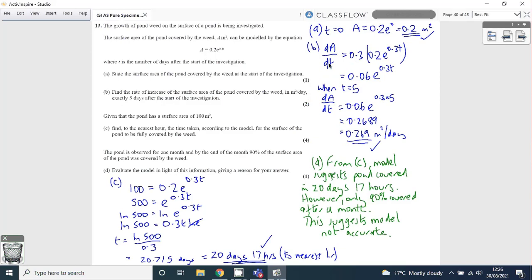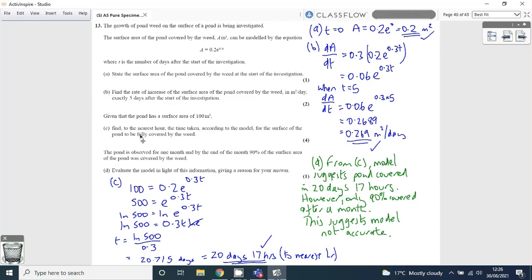So dA/dt equals 0.3 lots of 0.2 e to the 0.3t, which is 0.06 times e to the 0.3t. Now, what is that when the number of days is exactly 5? So that's when t is 5. So substituting 5 in, we get 0.269 meters squared per day.